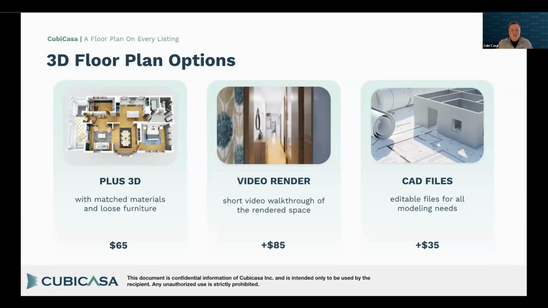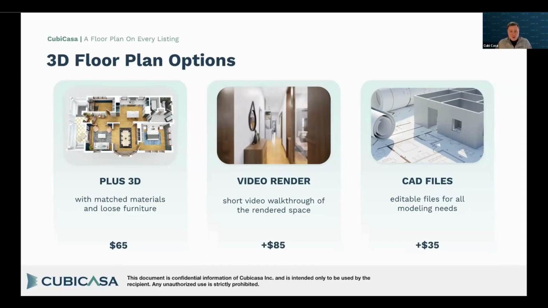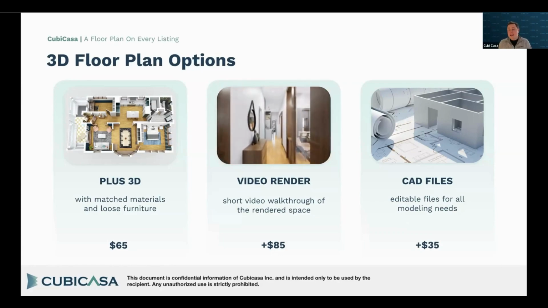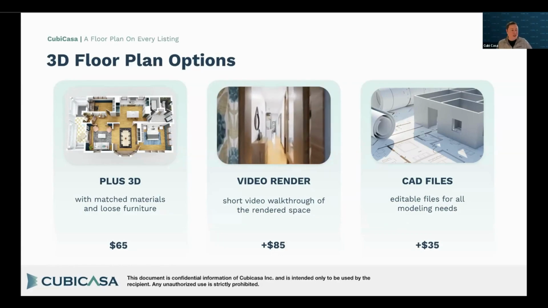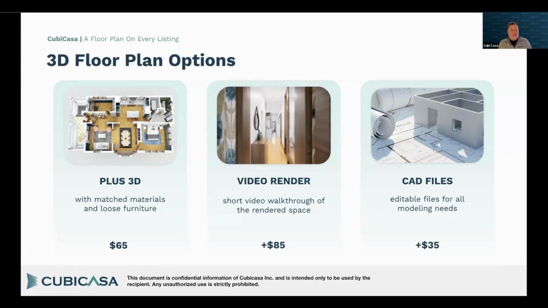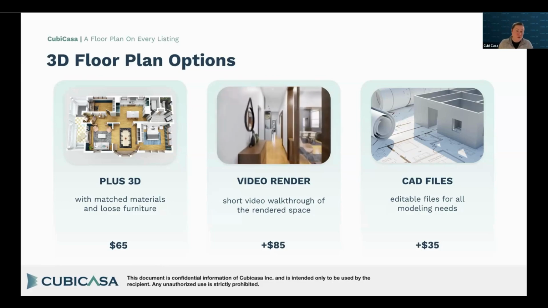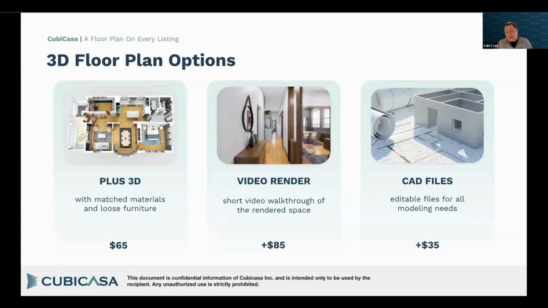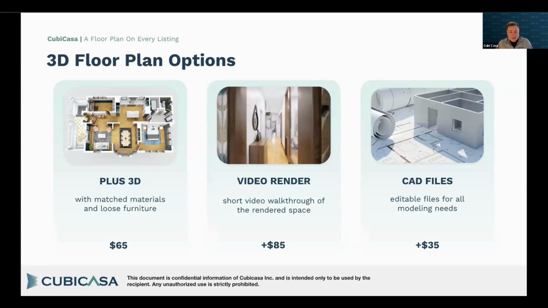So Plus 3D is what we talked about. That will give you the actual 3D floor plan image, kind of looking down into the space. Again, it will have those colors and textures matched and include the actual loose furniture within the space. If you choose to select a Plus 3D floor plan, you can also add on a video rendering, which will be a couple minute long walkthrough of that rendered space.